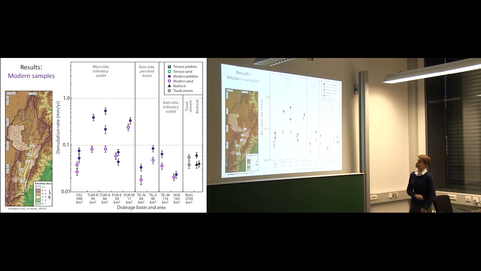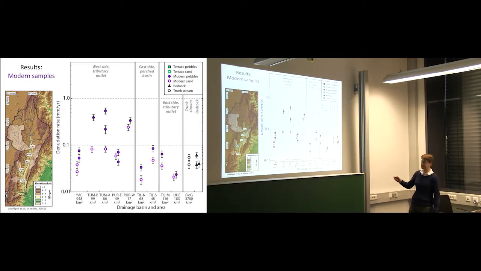Okay, so getting into the results, first I'm just showing results of the modern samples. What we have on the y-axis is the denudation rate or erosion rate, and they're being plotted against these different tributary valleys, shown on the left. These open purple circles are showing sand samples. The filled purple circles are pebble samples. Also notice that I've grouped these samples. Everything here is from a tributary on the western side of the valley. Everything here is from the eastern side. And on the eastern side, some of these samples are from the Perch Basin and others are from the tributary outlet. Then we also have a couple trunk stream sand samples and our bedrock samples.